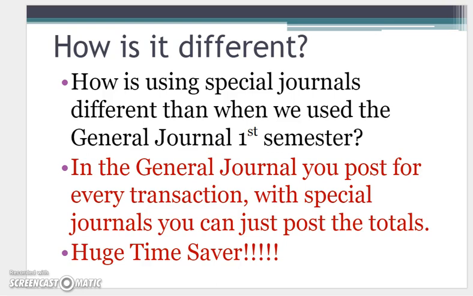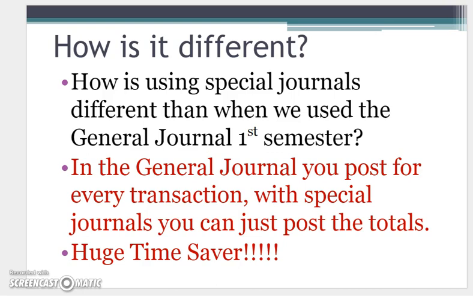So how is it different? In first semester, we looked at just the general journal because that was the only journal that small businesses used. But as you now know, corporations use special journals. In fact, we have discussed 5 of them: the purchases journal, the sales journal, the cash receipts, the cash payments, and their own general journal. In first semester, we went through every single transaction line by line, and we recorded that amount into the general ledger.